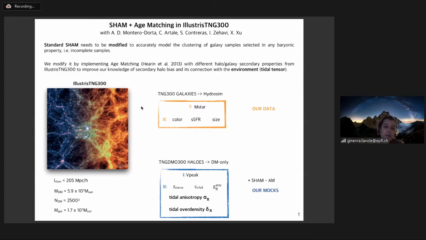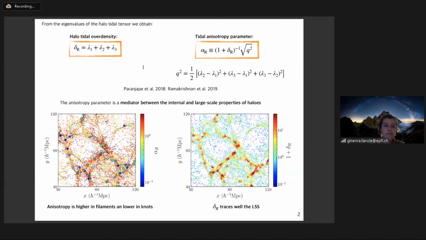So basically, we have implemented SHAM plus age matching in the IllustrisTNG300 hydrodynamical simulation, which is shown in this slice here, using different secondary halo and galactic properties that are reported here in these squares. In particular, we have explored how well the halo tidal overdensity delta R and the halo tidal anisotropy alpha R, which are defining these two squares here, and come from the eigenvalues of the halo tidal tensor, performed when used as secondary properties in the age matching technique.